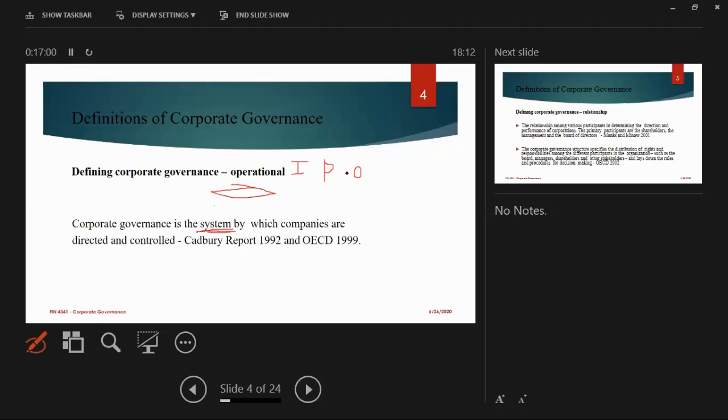And this definition focuses on these two bodies, shareholders and board of directors. So this definition highlights the interaction between these two bodies. මේ parties දෙක අතර තියෙන interaction එක මෙන්න මේ definition එකෙන් highlight කරනවා. By looking at it from a systematic perspective, operational activity එකක් විදිහට ඒ දිහා බලන. Any questions in this definition?